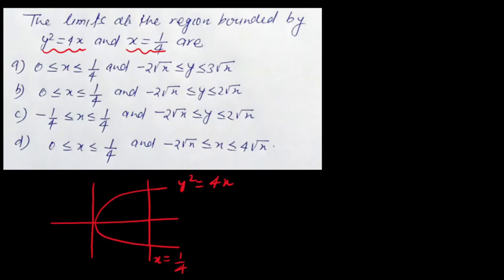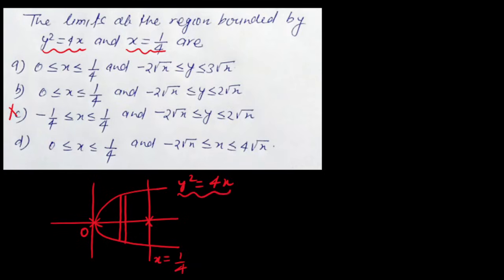Now what will be the limit? We have to see in which terms the answers are given. They are taking the limit of y. So to take the limit of y, we take a vertical strip. We take a strip like this, and then we move this strip from this point, that is x is equal to 0, to this point, that is x is equal to 1 by 4. So this option can't be correct because here x is varying from minus 1 by 4 to 4.